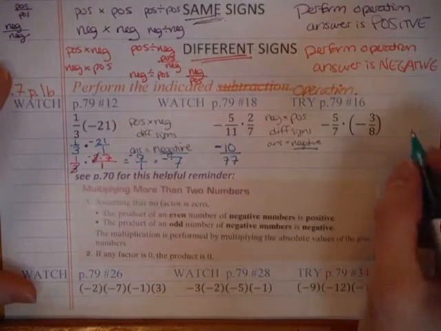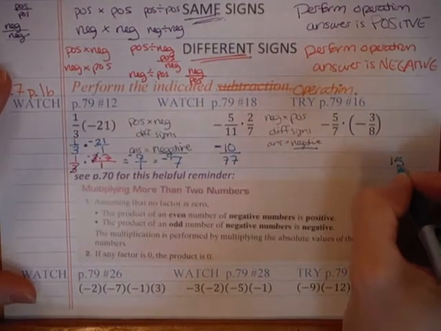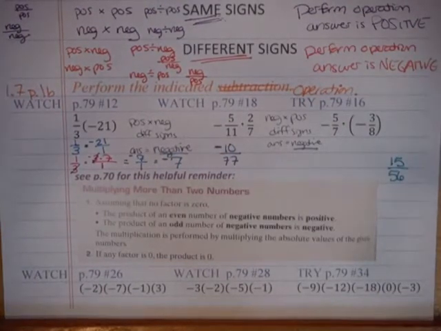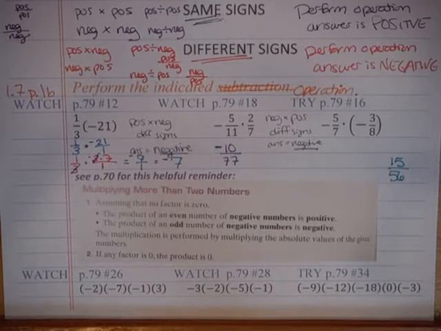Okay, you should end up with a positive 15 over 56. It does not reduce. We can look at that one a little closer during class. On page 70, great reminder.